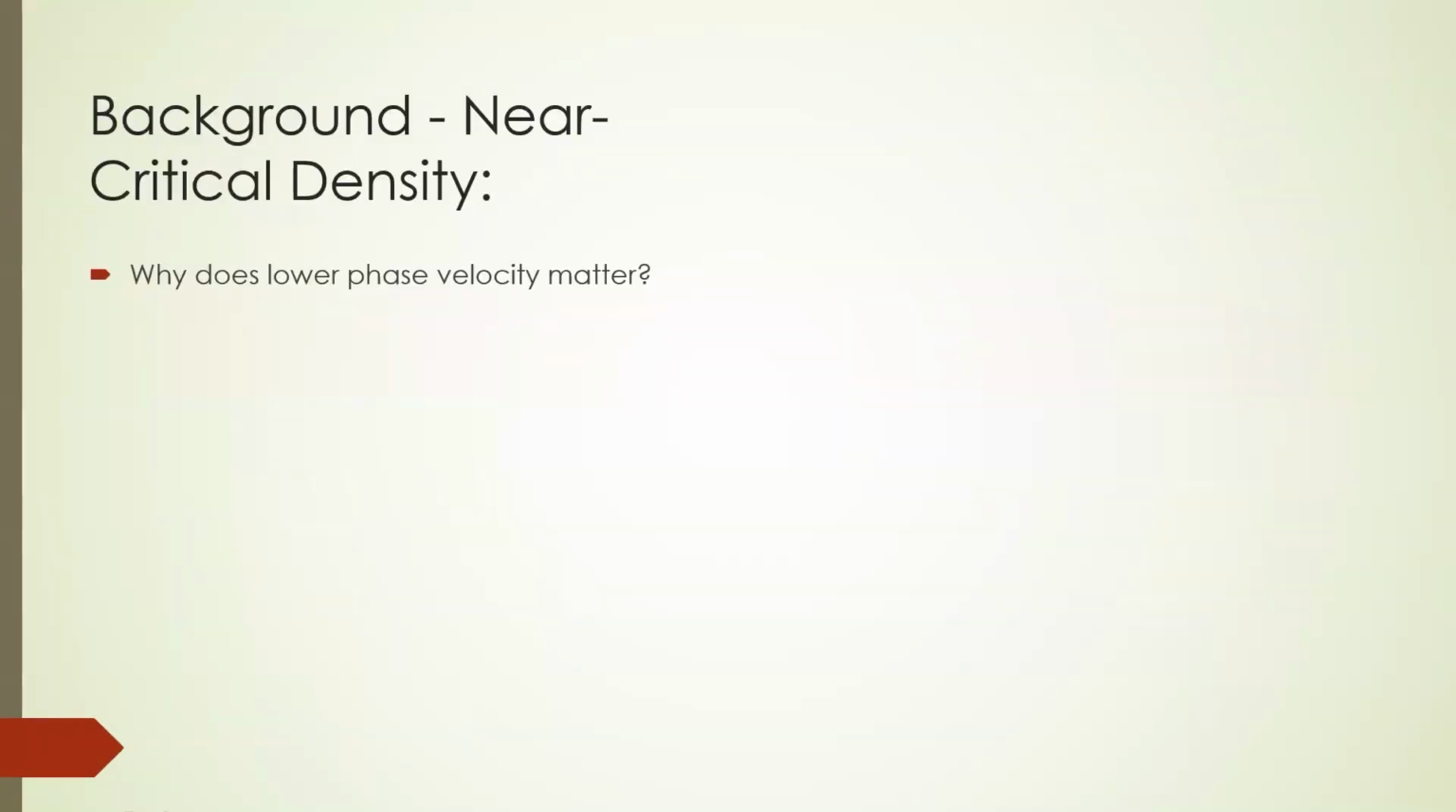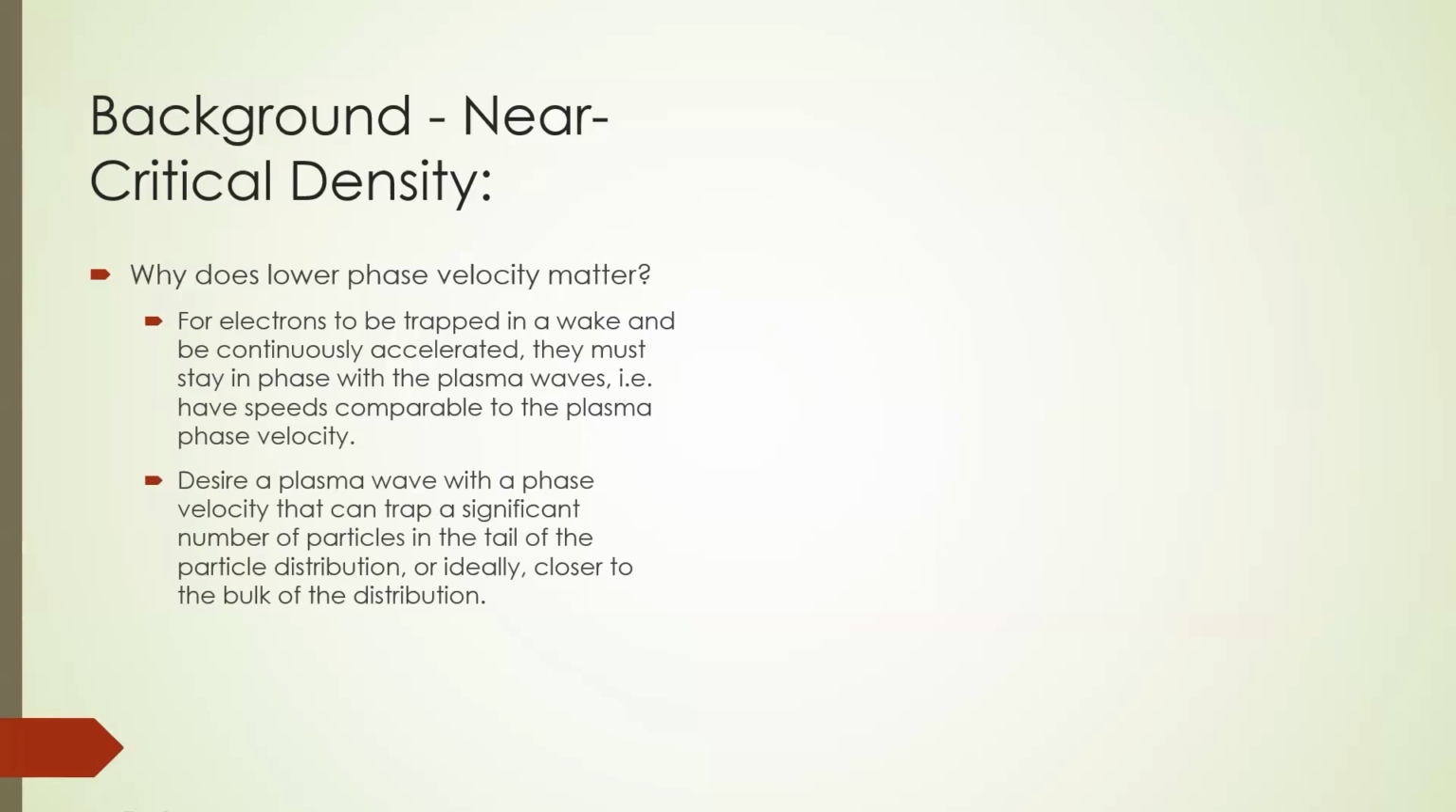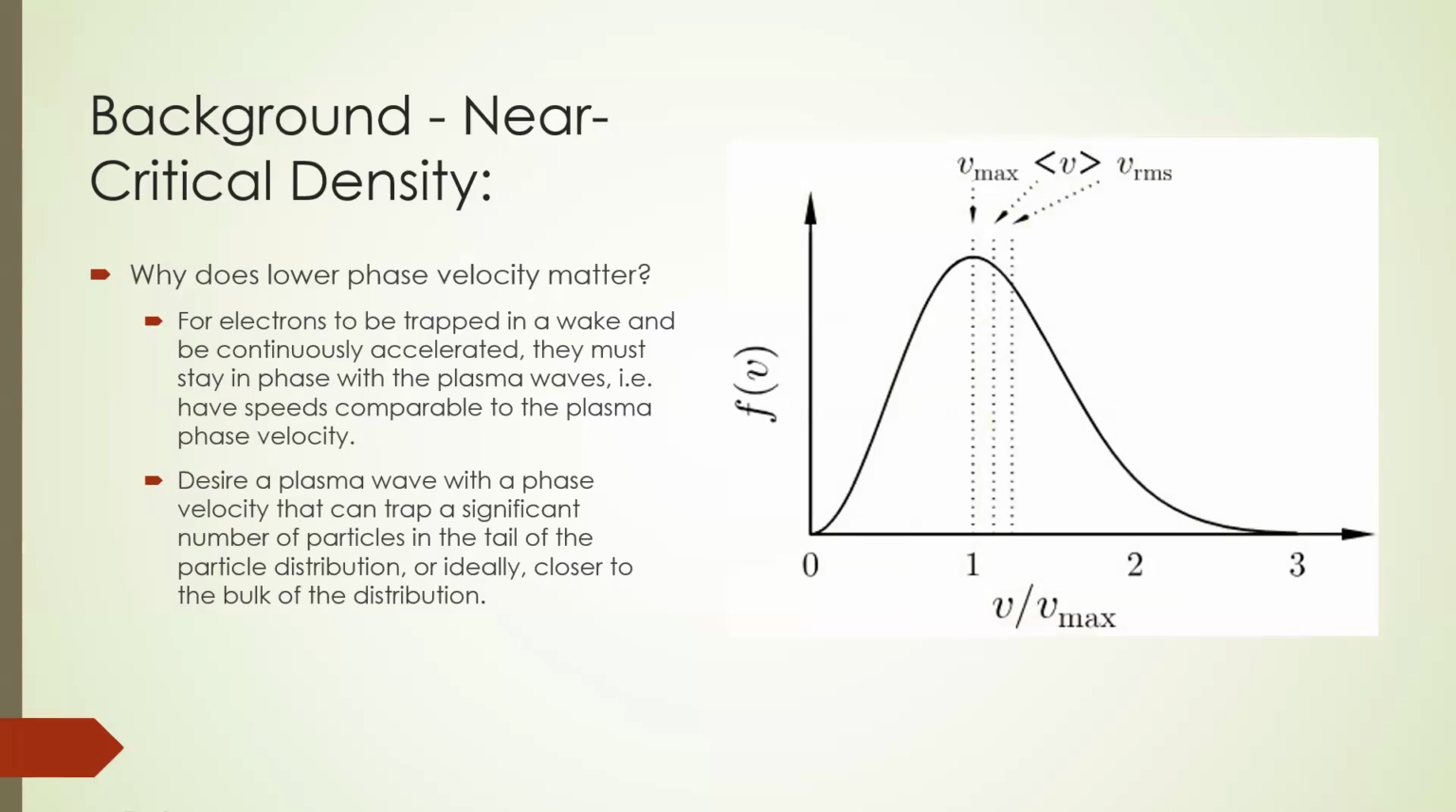So why does the lower phase velocity matter? For the electrons to be trapped and then continuously accelerated, they need to be in phase with the plasma wave. That means they have to have speeds comparable to that plasma wave. So we want a plasma wave with a phase velocity that can trap a significant number of electrons, either near the tail end of the particle distribution or at the bulk. If we assume thermal equilibrium, then our electrons are described by a Maxwellian distribution. So we want the laser pulse to have a phase velocity around here to trap particles here, or ideally near the bulk.